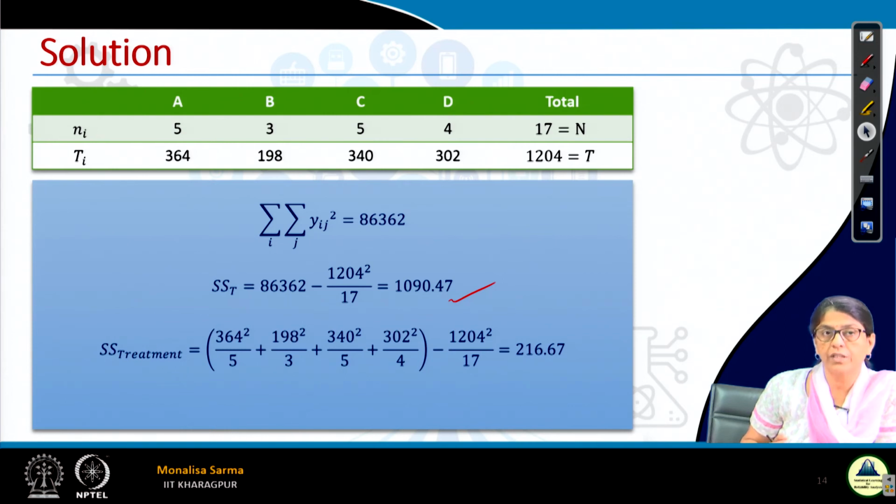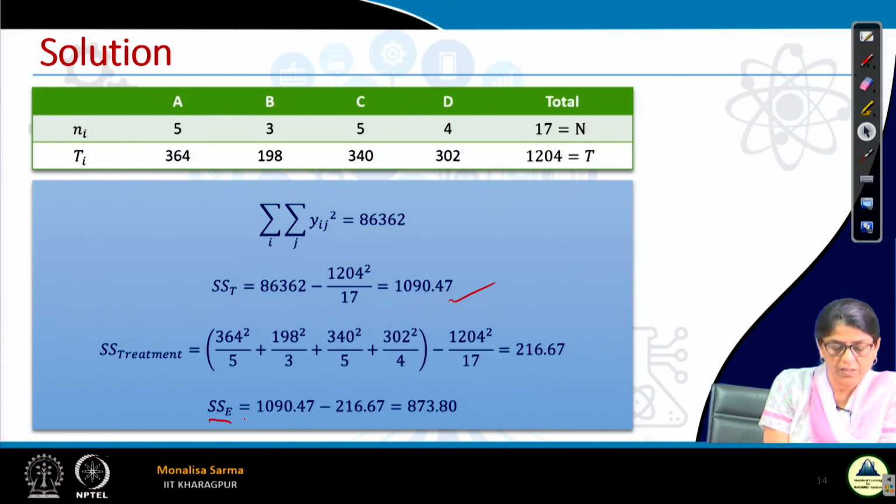What is the degrees of freedom for SST, the overall variability in the data? The degrees of freedom is capital N, the total number of observations of all the brands together, minus the number of total levels, is it not? So, what is the total number of observations? The total number of observations is 17. And how many brands are there? 4 brands are there, is it not? Then we found out SS treatment, and similarly we found out SSE. What is SSE? SST minus SS treatment will give us SSE.